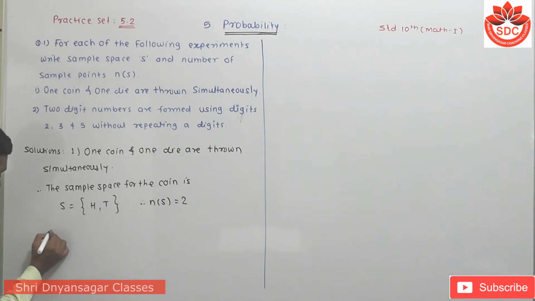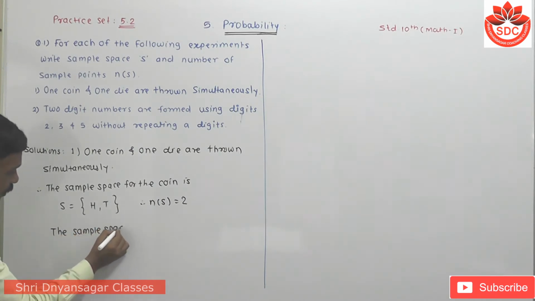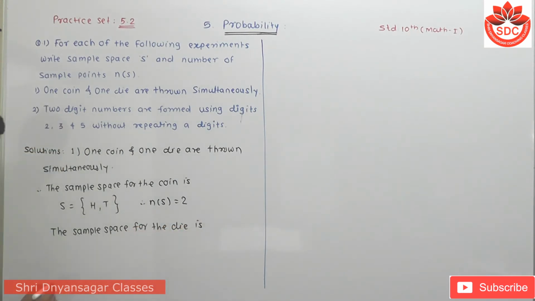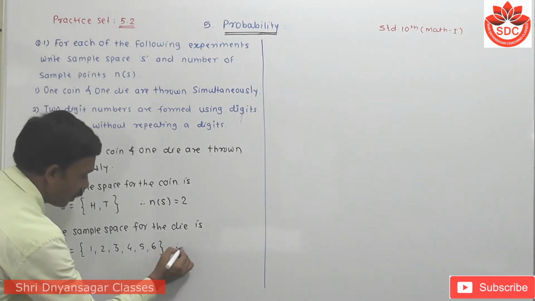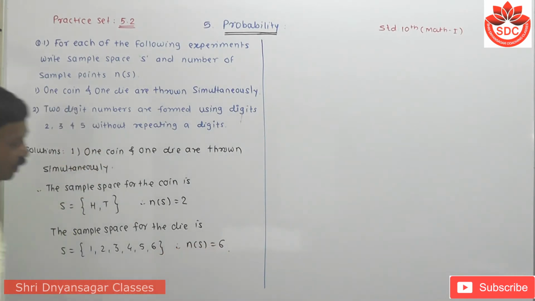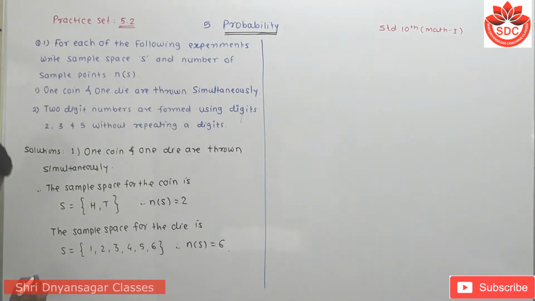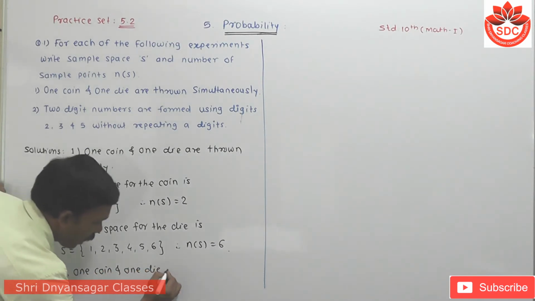Therefore, the sample space for a die is S = {1, 2, 3, 4, 5, 6}. This means n(S) is how much? 6. Now, one coin and one die are thrown simultaneously.